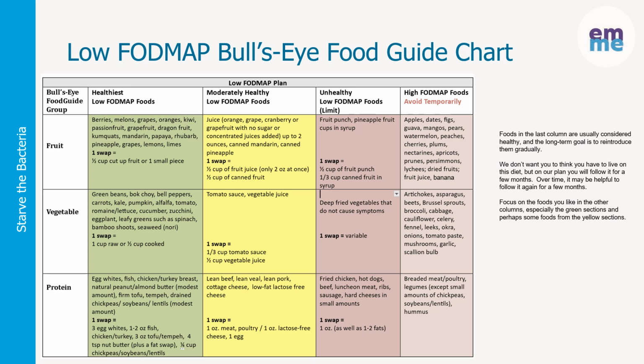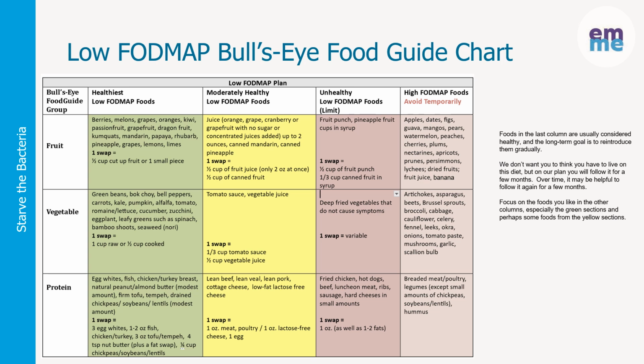Next, we have the protein row. In our first green column, we have eggs, fish, chicken, turkey. Those are all fine, and eat those with no problem. The nut butters I include here, as well as firm tofu, tempeh, and drained canned chickpeas. Soybeans you typically find frozen or fresh, and lentils.